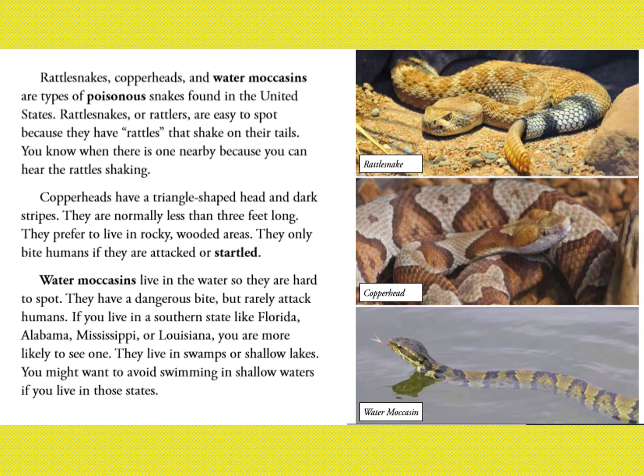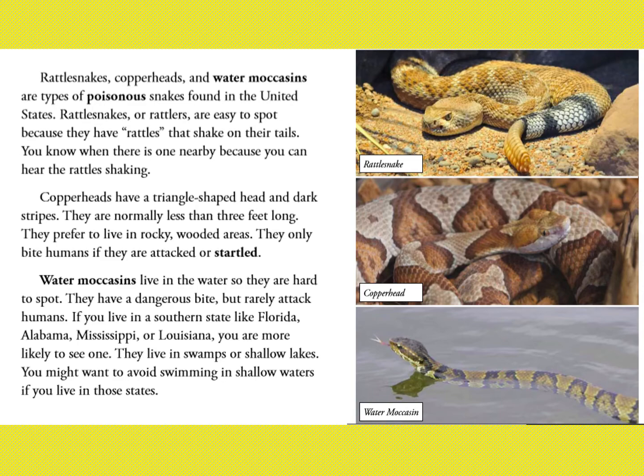Copperheads have triangle-shaped heads and dark stripes. They are normally less than 3 feet long. They prefer to live in rocky, wooded areas. They only bite humans if they are attacked or startled.